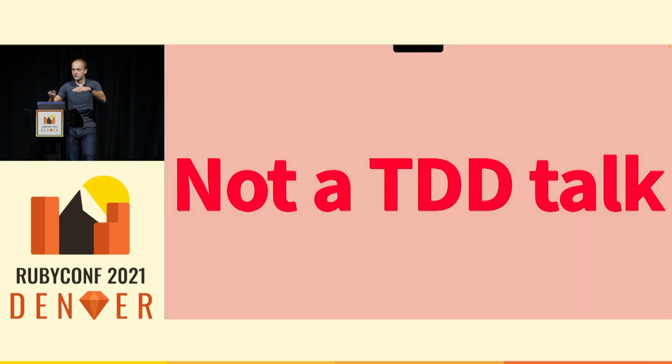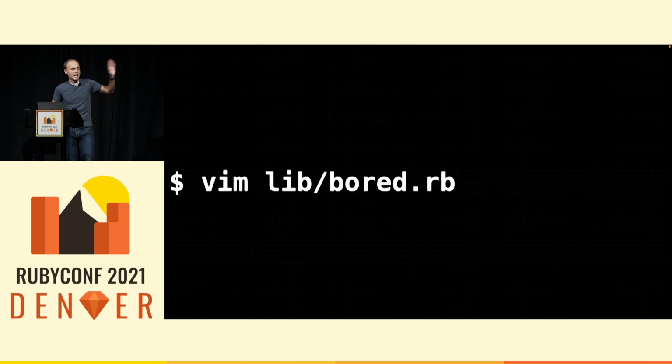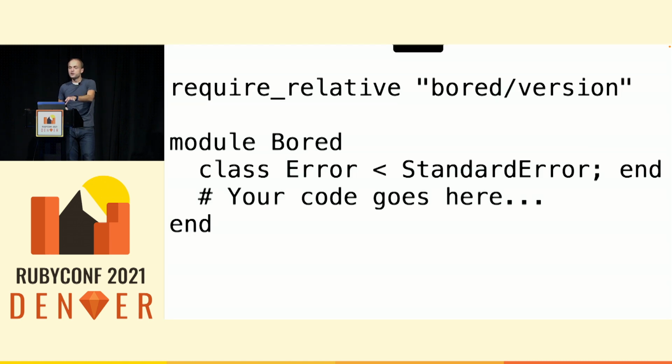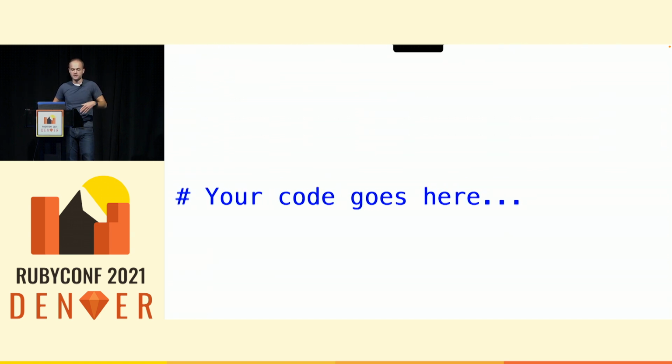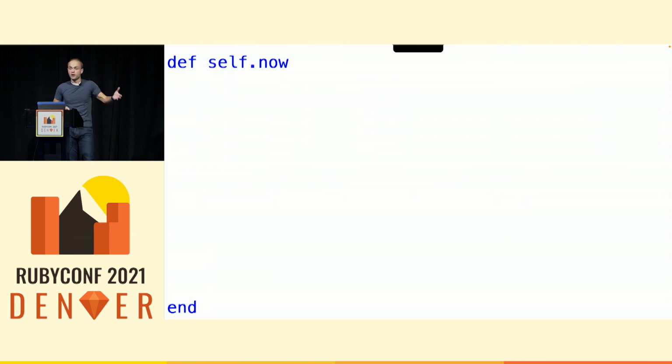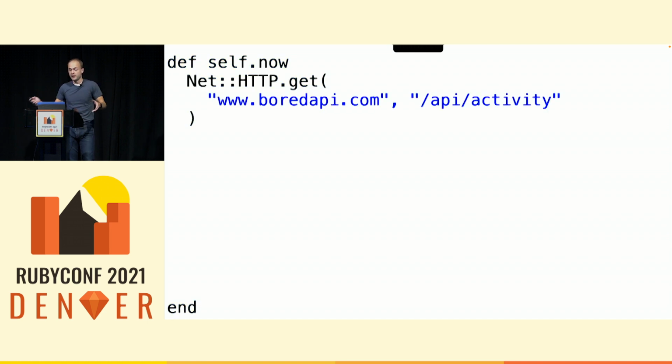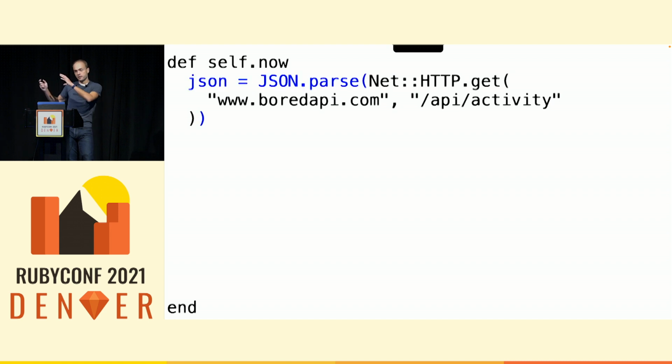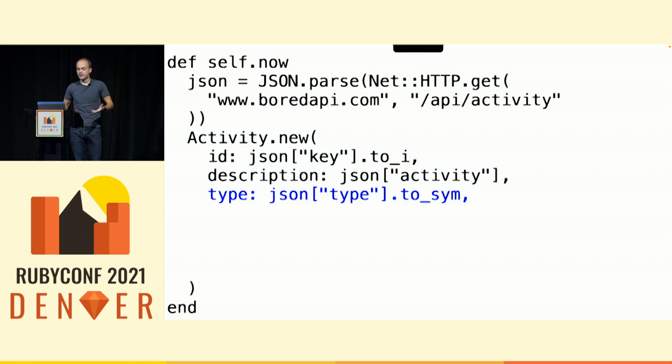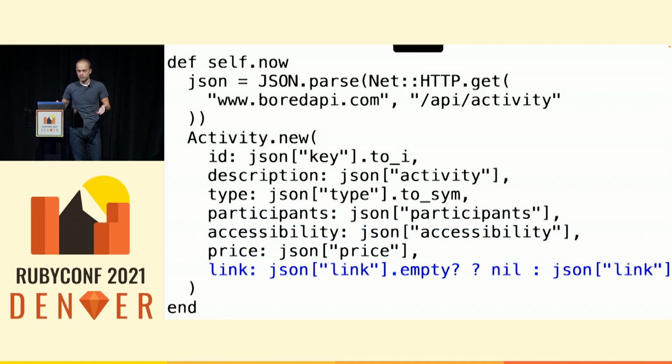And this is not a test-driven development talk, so I'm not going to ping-pong back and forth and show every single step. We're just going to dive in and write all this code. This is a generated file that comes with the gem. It says your code goes here, so let's just follow instructions and wipe away that comment, and then we're going to write a module method called now, and we're going to use Net::HTTP, pass it the domain and a path, and then we're going to wrap that in a call to JSON.parse, so we're going to take that string, turn it into a JSON-y hash, and then we're going to create a new custom object called an activity, and we're going to translate that JSON into a normal Ruby-ish object.